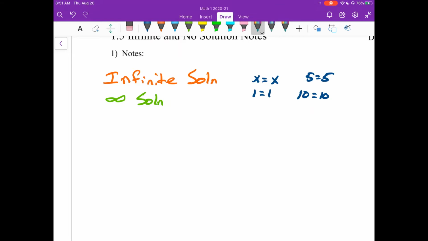So if you end up solving a problem and you end up getting like 5 equals 5 or x equals x, you say, well, this is an infinite solution. You don't say x equals 0 or x equals 10, you say infinite solution.